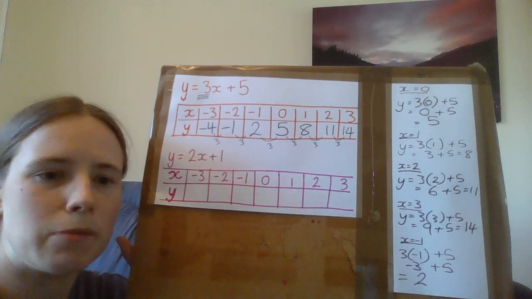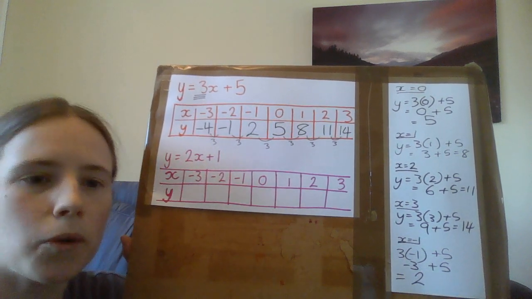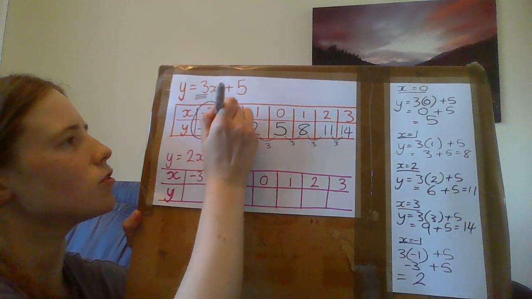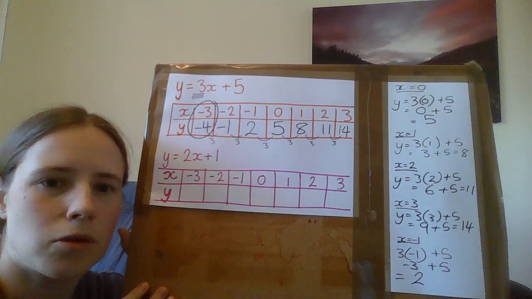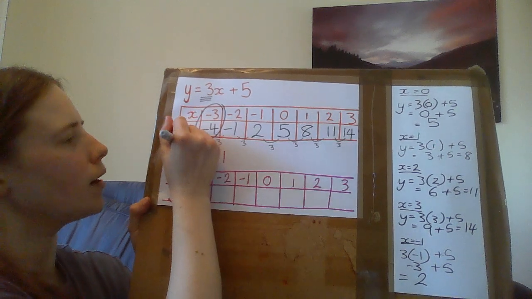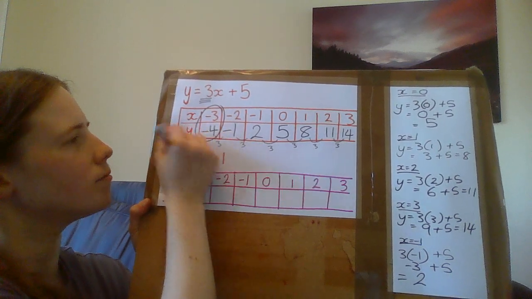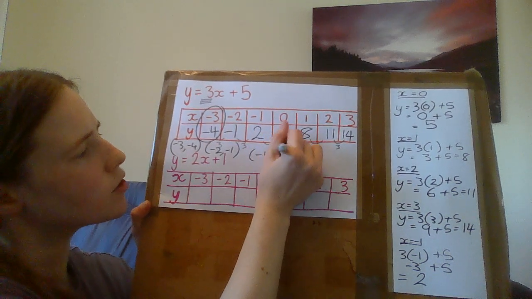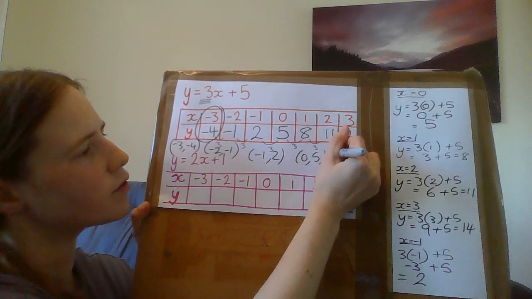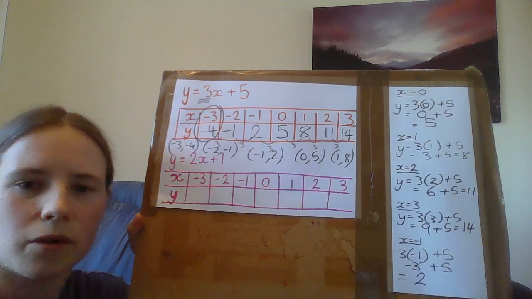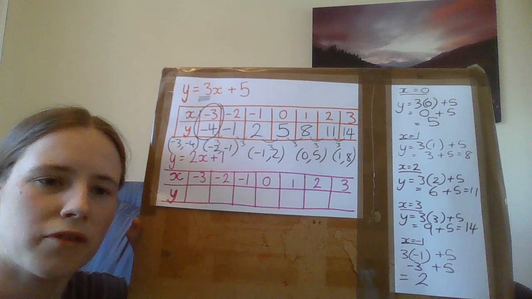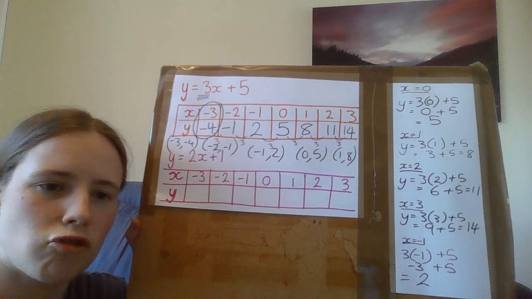Now that we've made the table, we're all ready to get some coordinates out to plot our graph. All you need to do is read your x and your y values off together as coordinates. So for this, we've got -3, -4. We've got -2, -1, -1, 2, 0, 5, 1, 8, and so on. You can then just pop those carefully on your graph and join them up, and you should end up with a nice straight line.